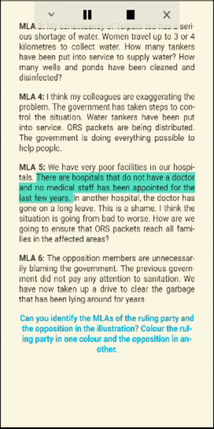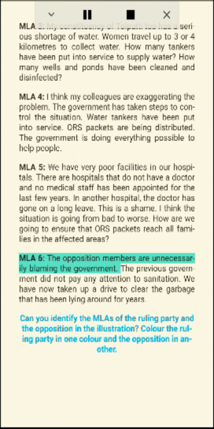MLA 5: We have very poor facilities in our hospitals. There are hospitals that do not have a doctor and no medical staff has been appointed for the last few years. In another hospital, the doctor has gone on a long leave. This is a shame. I think the situation is going from bad to worse. How are we going to ensure that ORS packets reach all families in the affected areas?